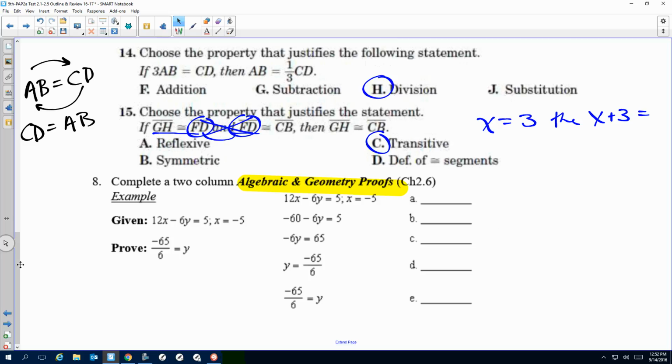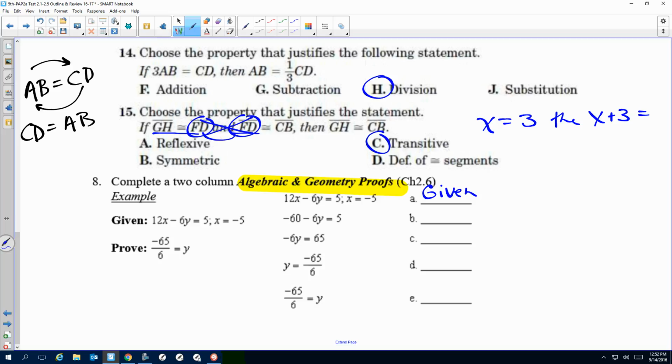algebraic proofs. You will have an algebraic proof like this where you have to fill in the steps. The key to this is to pay attention to what happened from the previous step to the next. So on the very first one, what's our reason for the very first thing? It is given. What they're saying here is 12x minus 6y equals 5 and x equals negative 5.